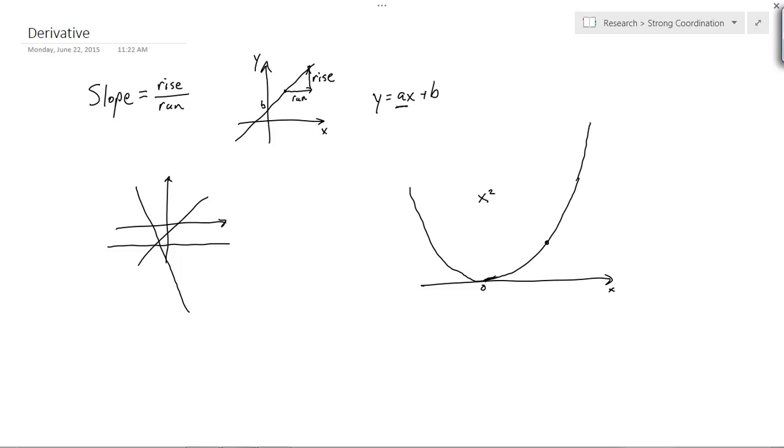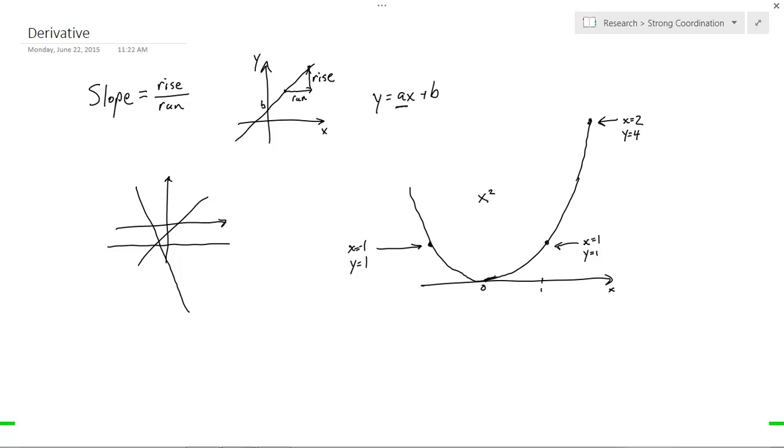Let's say this here is x equals 1, y equals 1. Okay, so that would be 1 there. And up here, something like x equals 2 and y equals 4. Of course, you've got 0, 0. And it's symmetric in the sense that here, when x equals negative 1, you have y equals 1. Okay, so this is not a straight line. It doesn't have one slope throughout.